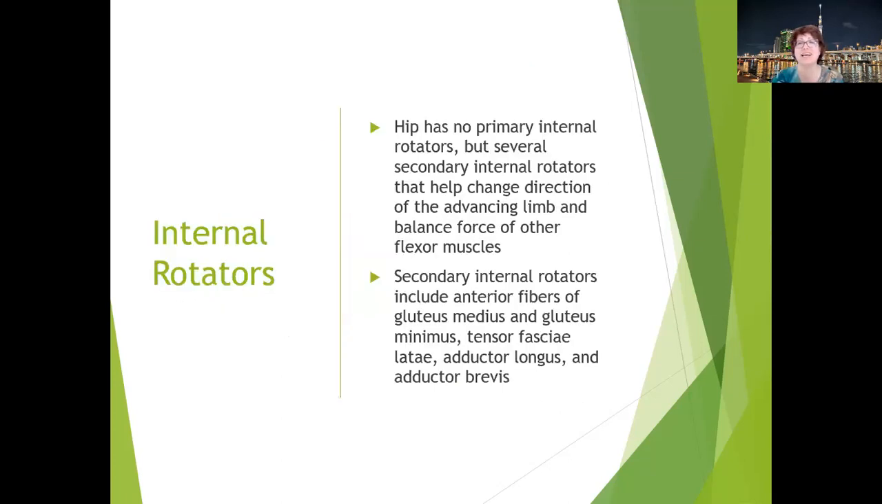So the hip really has no primary internal rotators, but several secondary internal rotators that help change direction and balance the force of other flexor muscles. So the anterior fibers of the gluteus medius can do a little bit of internal rotation, and the gluteus minimus. The tensor fasciae latae can do a little bit. The adductor longus can do a little bit, and the adductor brevis can also do a little bit. So it's not their main job, but they can function a little bit in hip internal rotation.